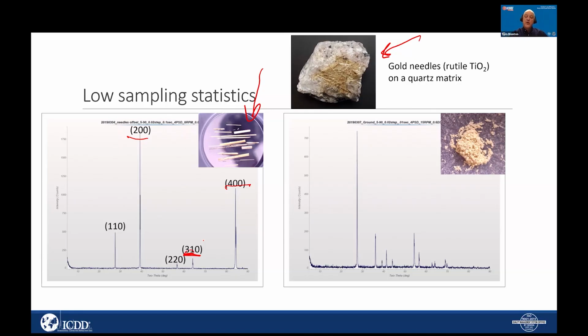On the other hand, if I grind a few of those needles into a powder and put that on a zero background plate, I get a random diffraction pattern that allows me to easily identify that this is in fact rutile TiO2. So with preferred orientation, you tend to have the same family of planes for multiple peaks. For low sampling statistics, you don't hit your random powder pattern, and you seem to have some arbitrary diffraction peaks showing up. That means you need better sampling statistics.